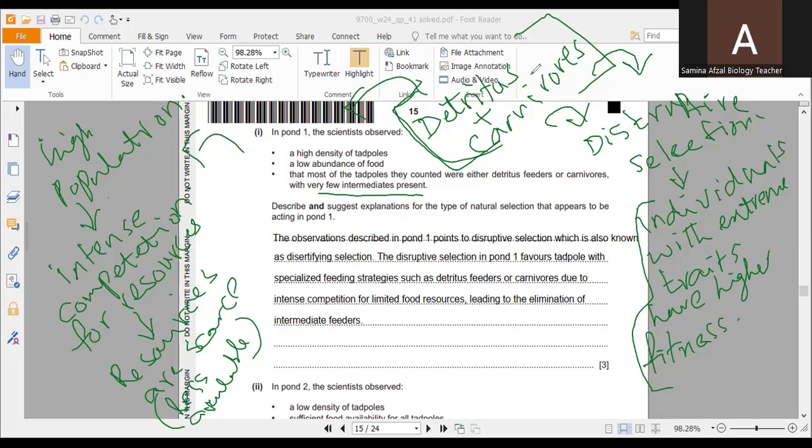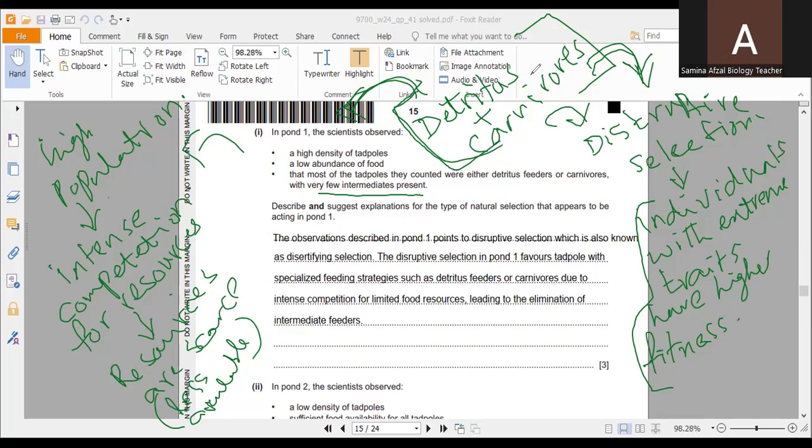So we can say detritus feeders and carnivores are the only two extremes. Detritus feeders are only eating organic material. Carnivores are only depending on other animals. So it means there are no intermediates who are eating each and everything. The intermediate tadpoles are very few or not available. So these two extremes show the disruptive type of natural selection.